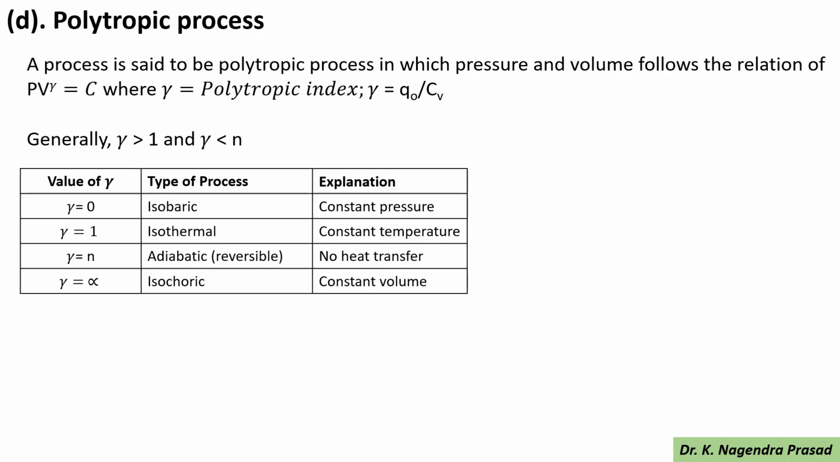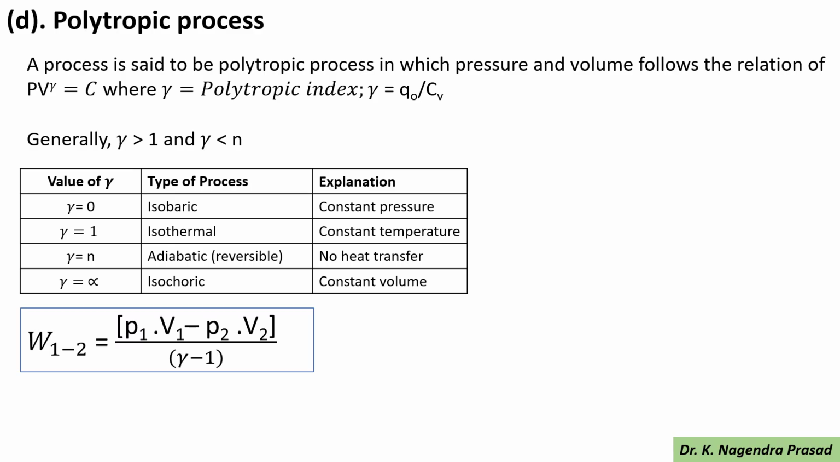If the gamma value is 0, the process is called isobaric, which means constant pressure process. Similarly, if the gamma value equals 1, the process is isothermal, with constant temperature. If the gamma value equals n, the process is called adiabatic, which means there is no heat transfer. And when gamma equals infinity, the process is called isochoric, which means constant volume process.